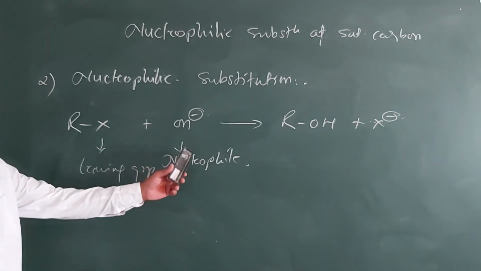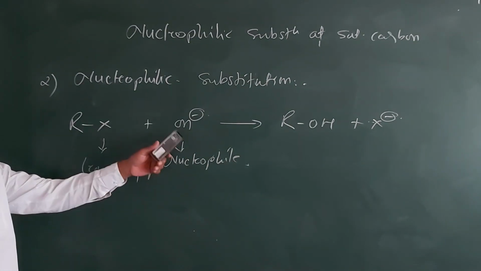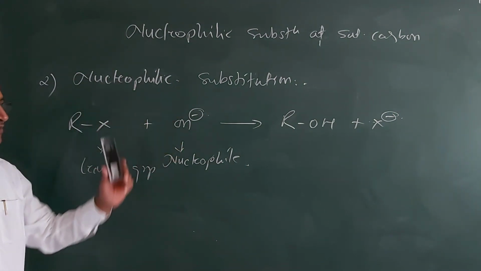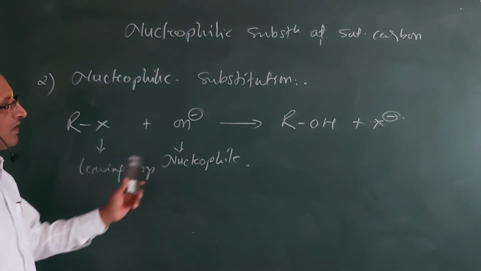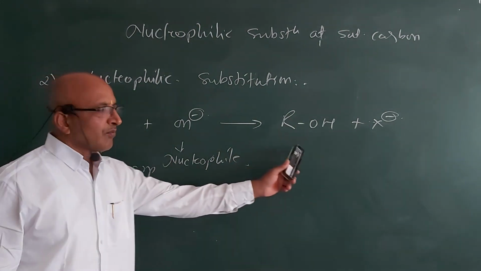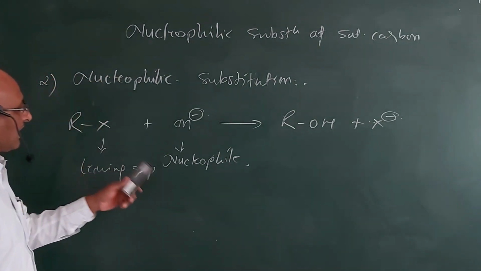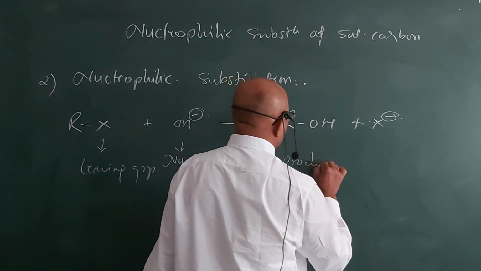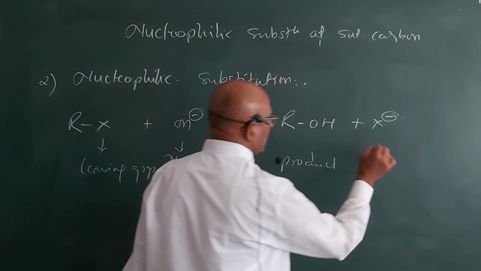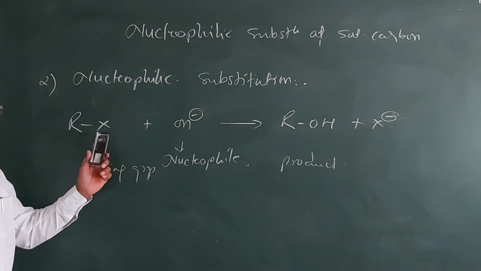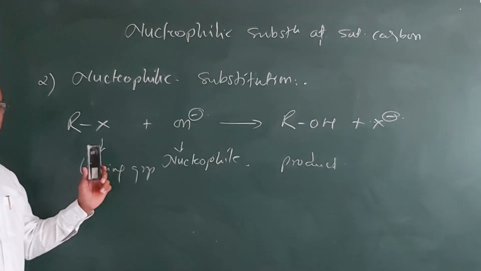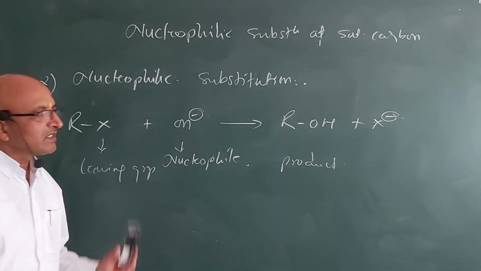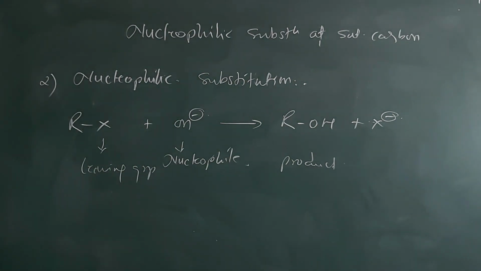So depending upon the type of incoming group, whether it is positively charged or negatively charged, we get two types of reaction, that is nucleophilic substitution and electrophilic substitution. Here we are getting the product, that is alcohol, from the alkyl halide, and here this is the leaving group. Here X minus is a weaker nucleophile than OH minus, and only then does the reaction proceed. And so this is the type of nucleophilic substitution reaction.